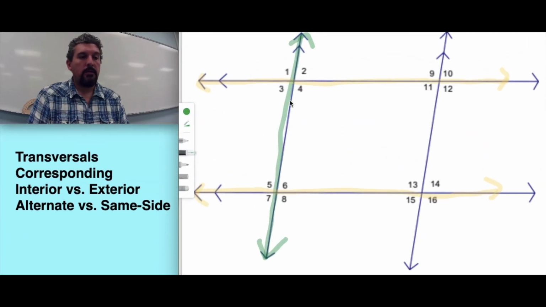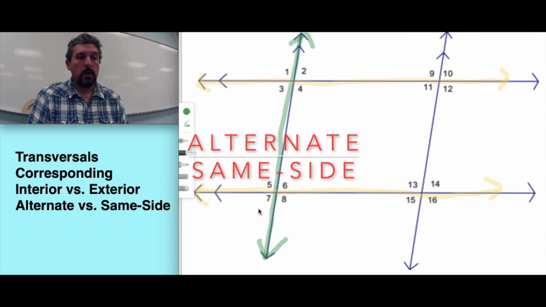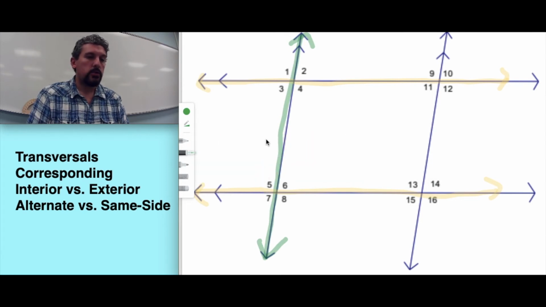Okay. So we have the transversal here. Alternate versus same side means either the angles are on left and right, for this case because this is going up and down, or they're on the same side of the transversal. So for instance, angle 1 and angle 8, they are on alternate sides of the transversal. One angle's on the left, the other one's on the right. If this was a transversal going horizontally, you'd say top versus bottom. Angle 5 and angle 4 are also alternate because they're on opposite sides.